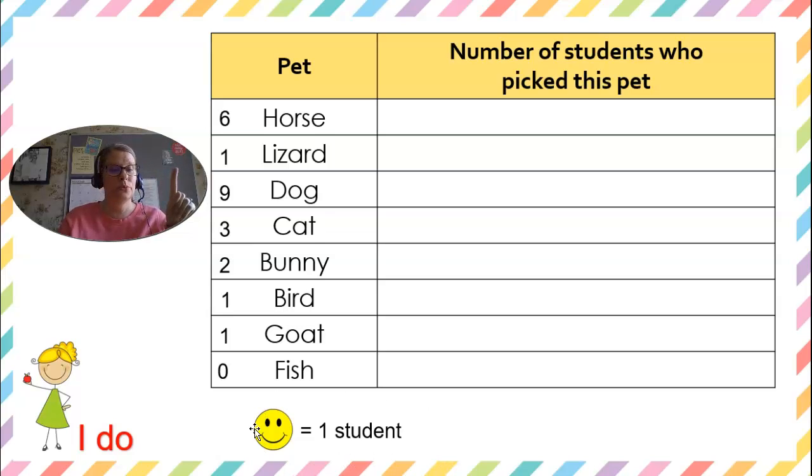Now, it is really important to keep a close eye on this key when looking at a pictograph because sometimes it doesn't represent one student. Sometimes it would represent two students or 5 or 10. So you really have to know what that picture represents to be able to interpret the data correctly. Okay, so let me show you what a pictograph would look like if the smiley face represented one student.